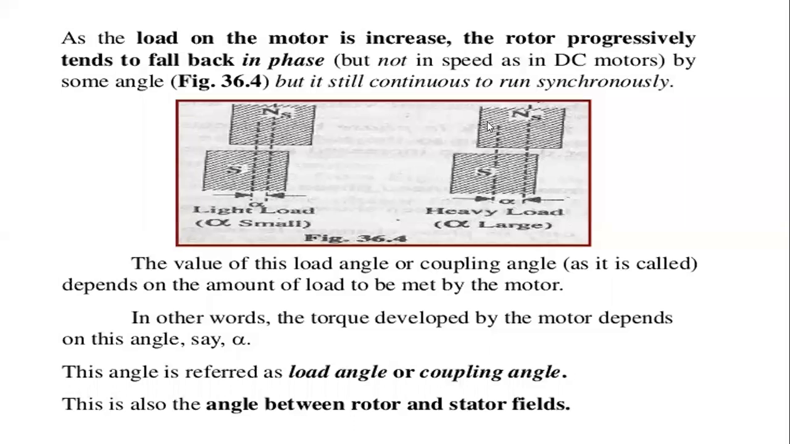At the heavy load condition, the displacement between these two poles is very large when compared to the light load condition. Therefore, the value of this load angle, or the coupling angle as it is called, depends upon the amount of the load. This is the load angle or the coupling angle, and this is alpha. That alpha is called the load angle or the coupling angle. Therefore, this alpha depends upon the load conditions.